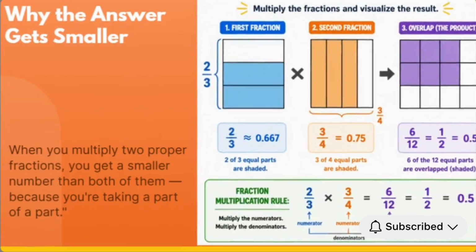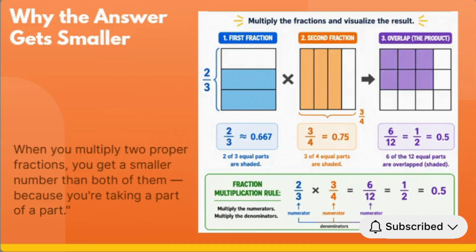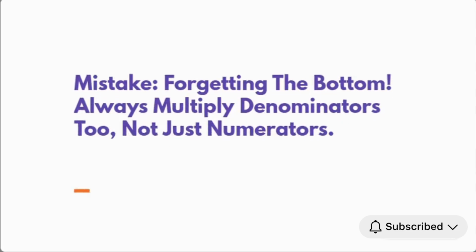Okay, let's discuss the reason why we get an answer much smaller than the fractions we multiplied. For example, 2 by 3 is equivalent to 0.6 and 3 by 4 is equivalent to 0.7. After multiplying, I got the answer 6 by 12, and simplifying gives 1 by 2, which is 0.5. As you can see, the fraction is smaller. And you will get a smaller fraction by multiplying two proper fractions.